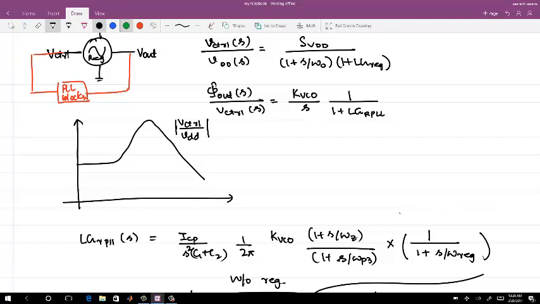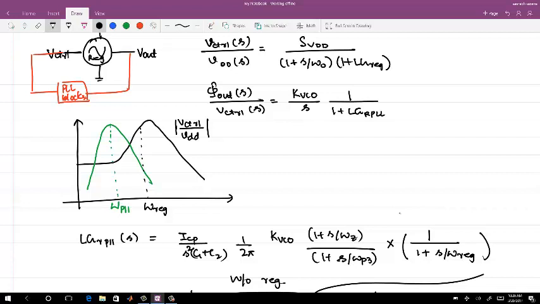Bandpass transfer function, which again depends on bandwidth. Let's say I have something like this. Let's write it here. Where will the peaking occur for this bandpass transfer function? It is at omega PLL, the bandwidth of the PLL. Whereas the maximum for VDD to V control, as I showed before, is at omega regulation, the regulator bandwidth.